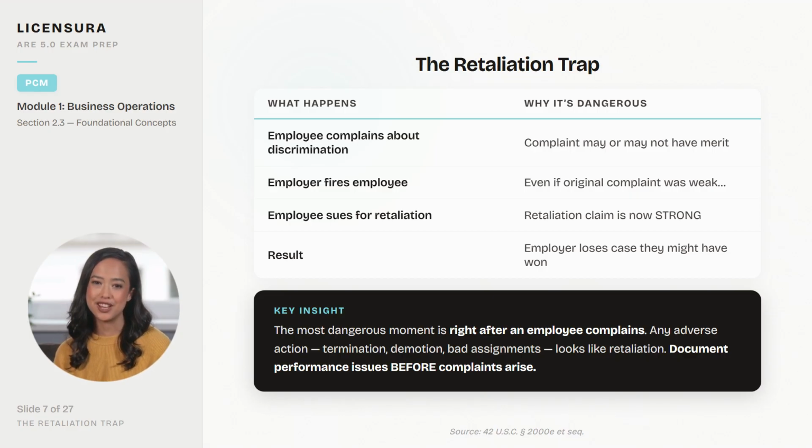From who's protected, let's move to who gets paid what. The Fair Labor Standards Act is where architecture firms make some of their most costly and most preventable mistakes.